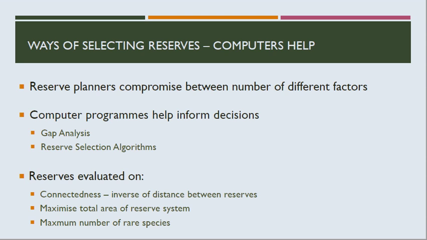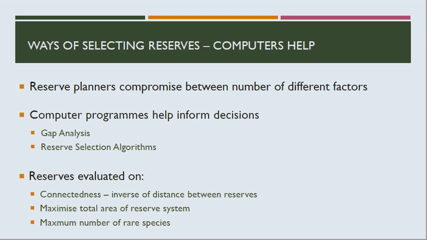Reserves can be evaluated by these computer-based methods for connectedness, total area of different habitats and therefore different numbers of species, maximum number of species and maximum number of rare species, and whether or not it's possible to connect heterogeneous populations and so on.